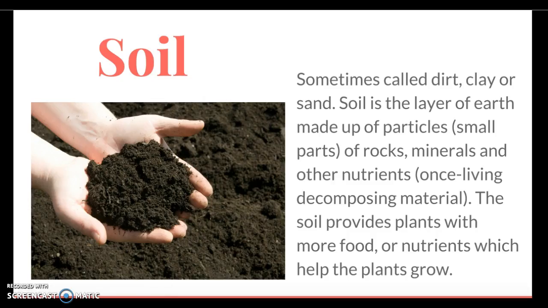The last thing we're going to learn about today is known as soil, and soil is sometimes called dirt, clay, or sand. Soil is a layer of earth made up of particles or small parts of rocks, minerals, and other nutrients. Nutrients were once living, decomposing material. The soil provides plants with more food or nutrients, which help the plants grow. So these are all the 5 very important things that plants need to live and grow.